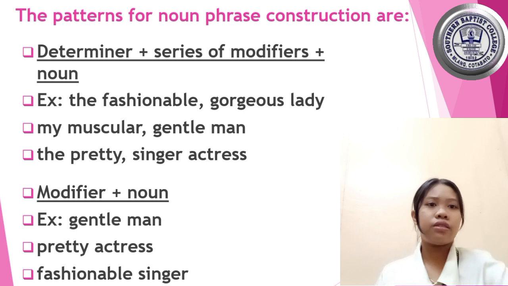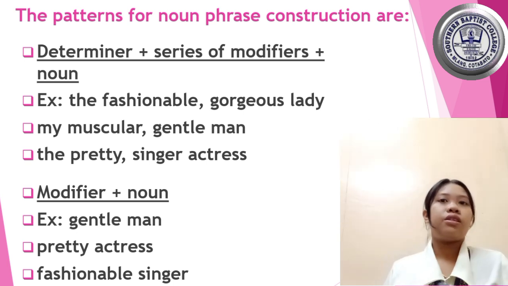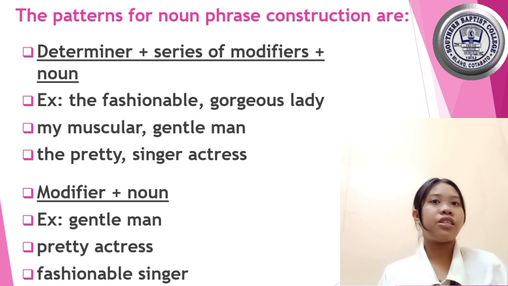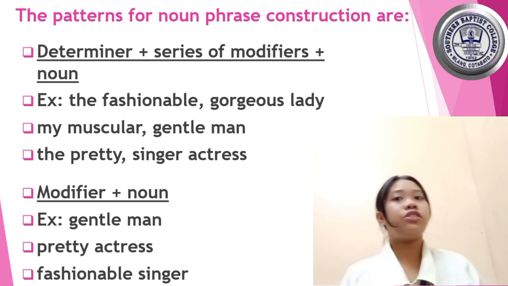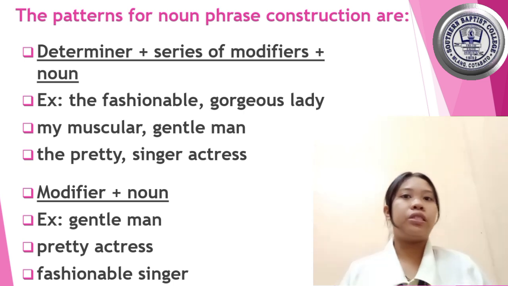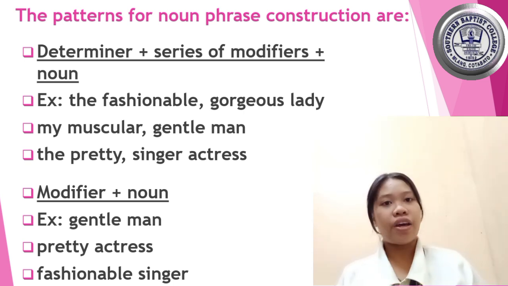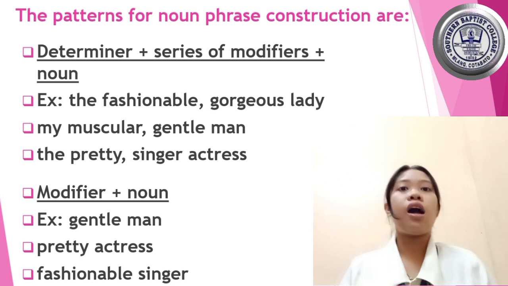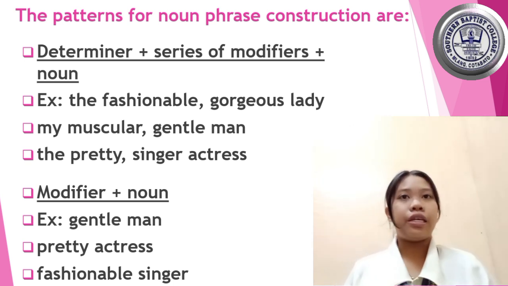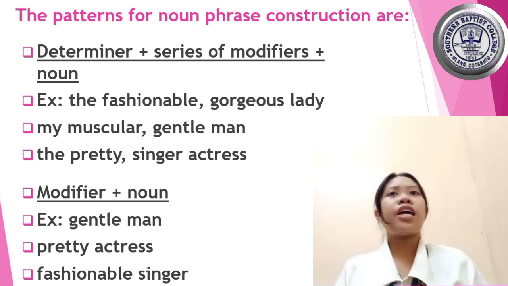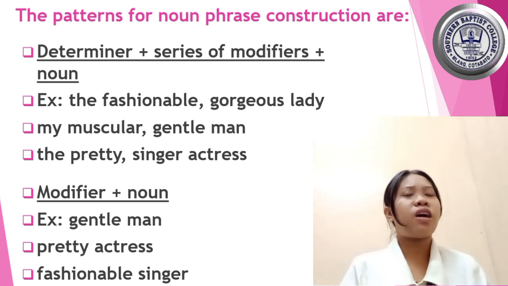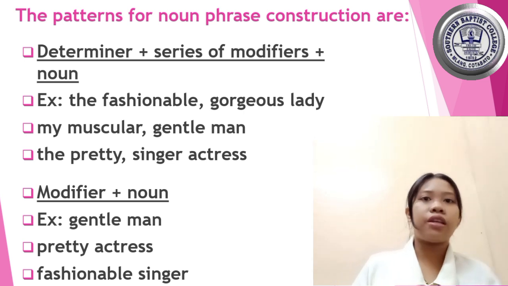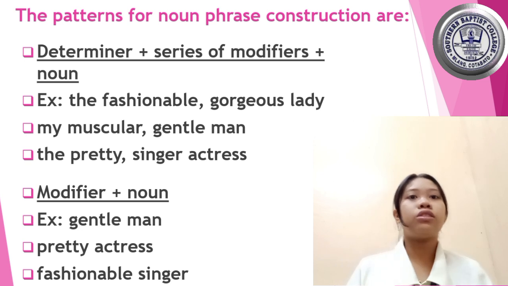So the examples are the fashionable, gorgeous lady, my muscular gentleman, and the pretty singer-actress. The word the is our determiner, the fashionable, gorgeous is our series of modifiers, and the noun is the word lady. As I said earlier, it's like you're adding a lot of details to make it sound amazing.